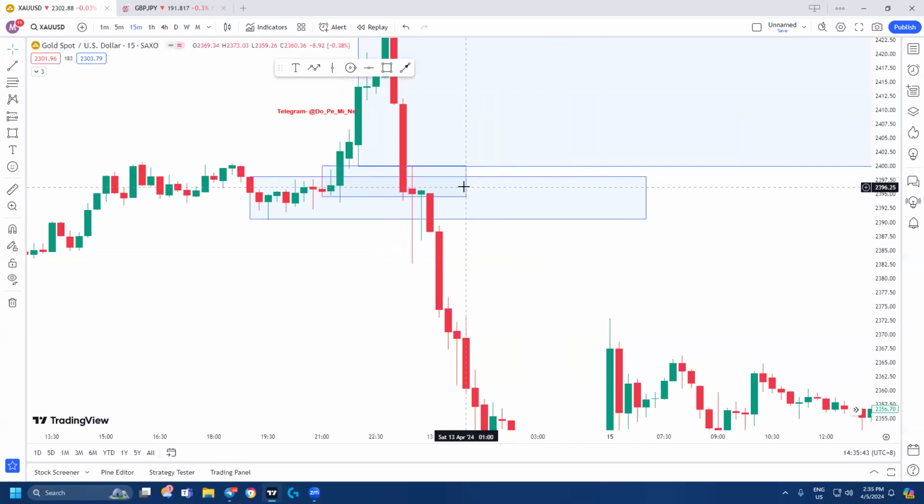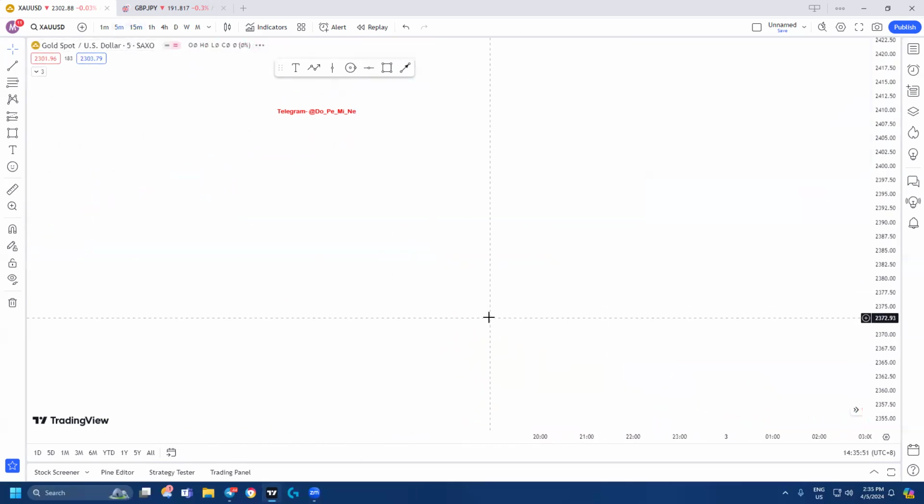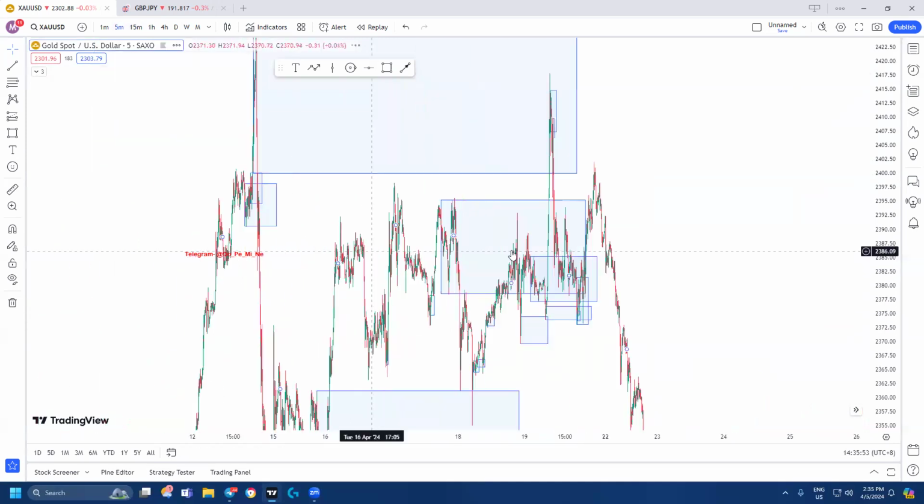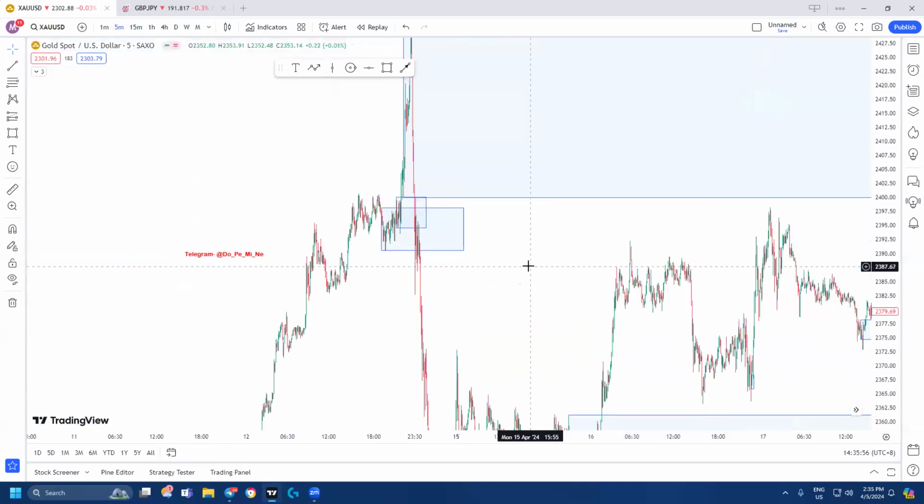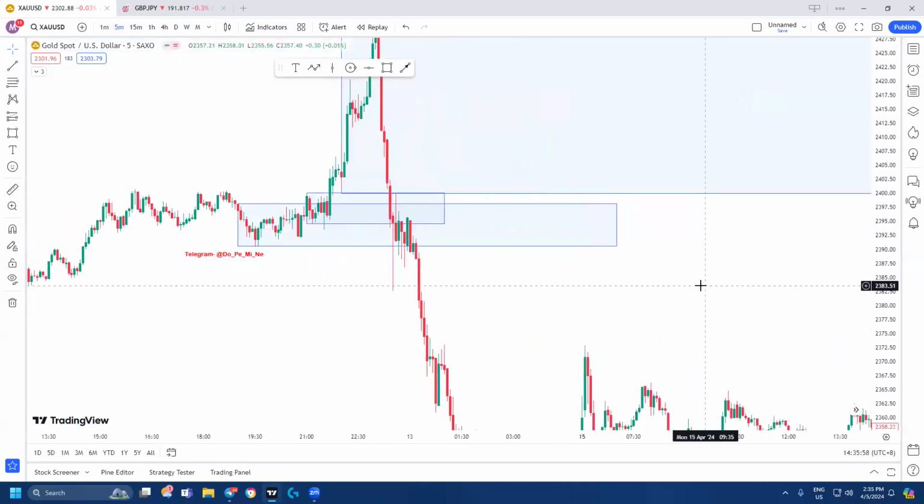Okay, you can take this one. Then after that, you go to M5 and you look for the new CMP on this level. I have the price.